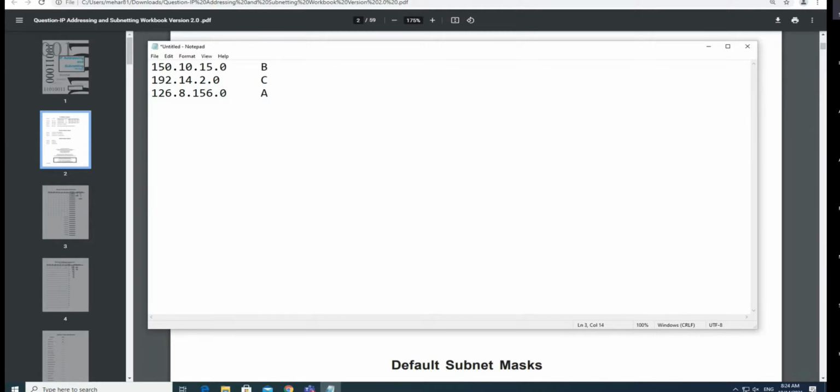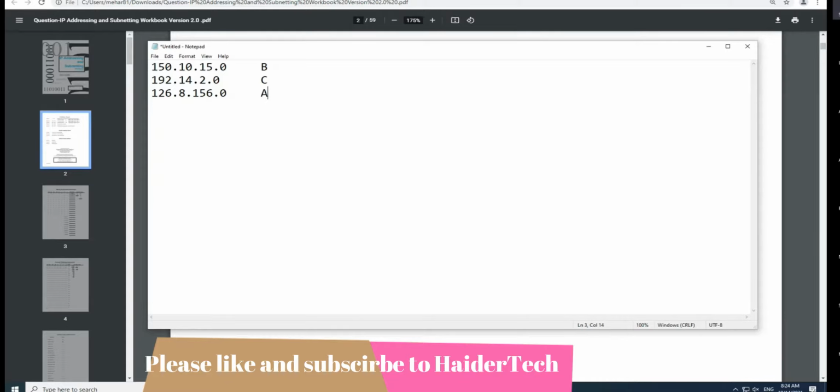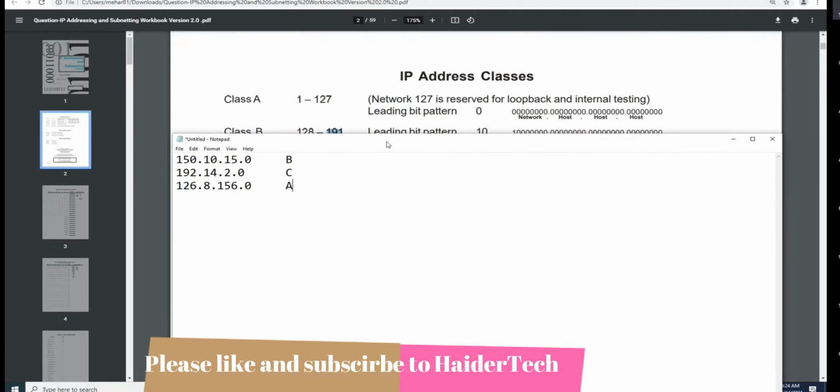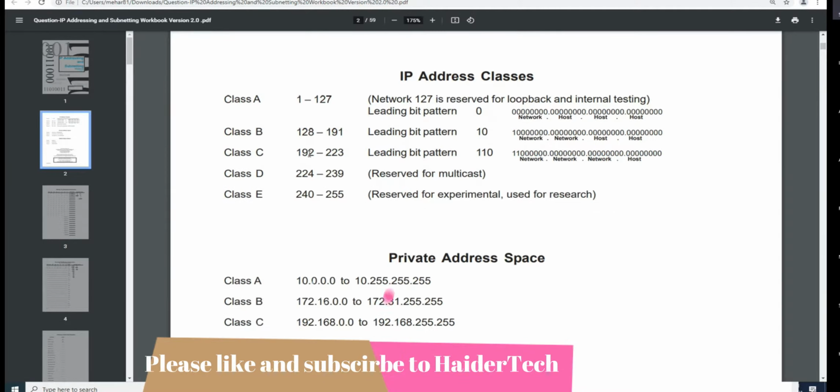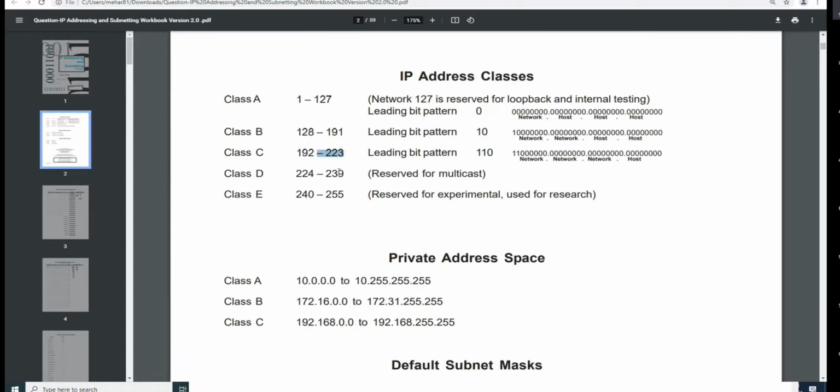Please, this is very important. In multiple choice they will give you the IP and you need to identify which class it belongs to and how you can identify it. Now the rest of the classes I'm going to tell you in a couple of minutes. Now see class C, as I told you, 192 to 223.